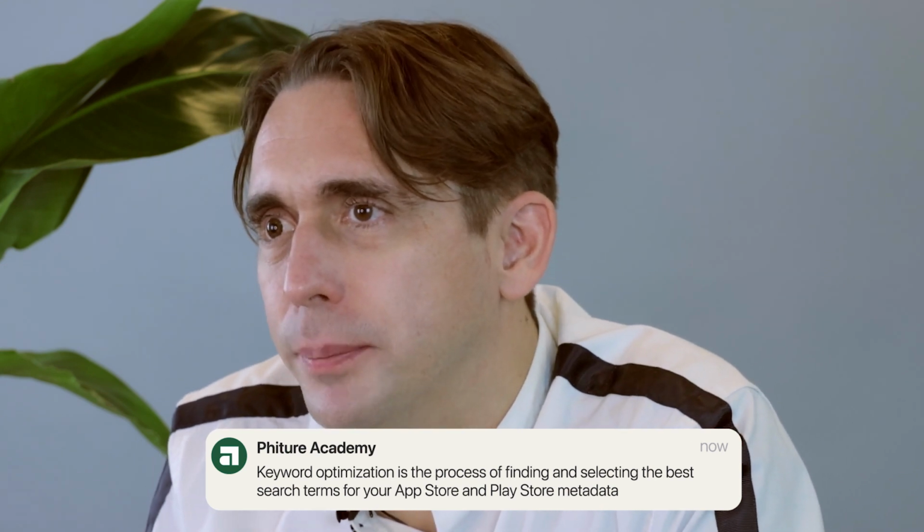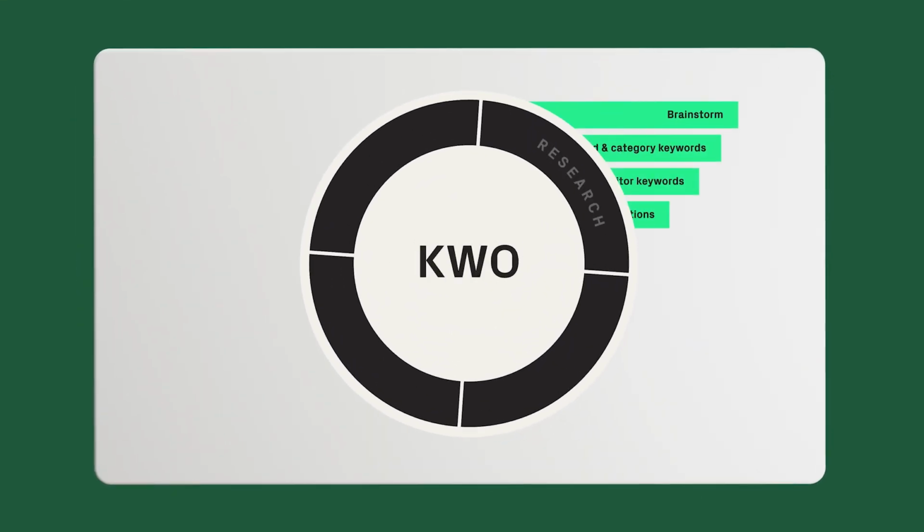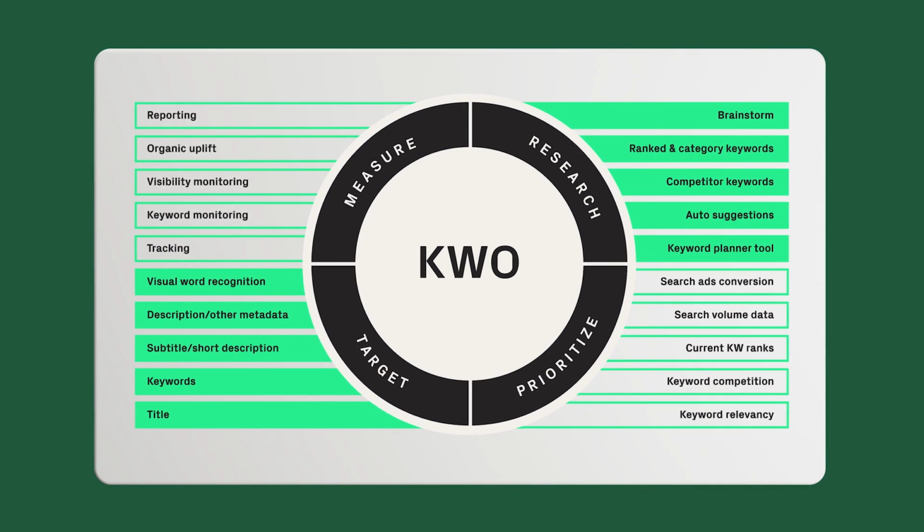In a nutshell, keyword optimization is the process of finding and selecting the best search terms for your App Store and Play Store metadata, based on factors like search volume, user intent, and relevancy to your app. To ensure you don't get lost in thousands of keywords, we've created a step-by-step framework called the Keyword Optimization Cycle. You can check it out in the resources section.